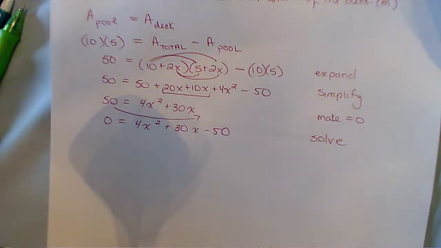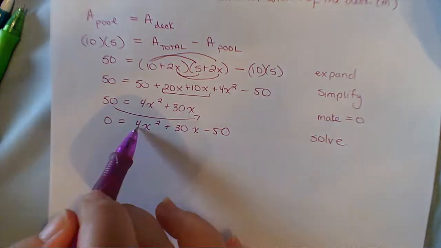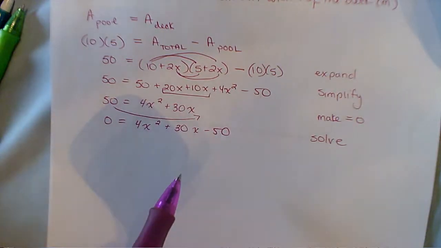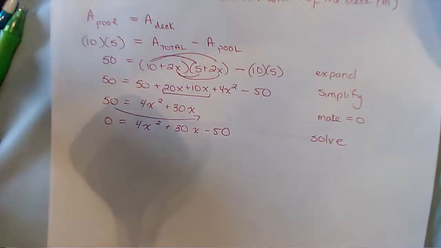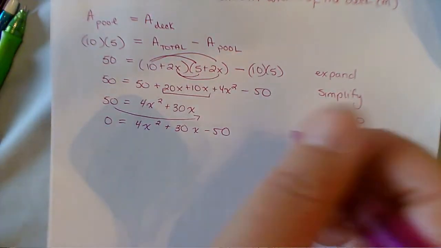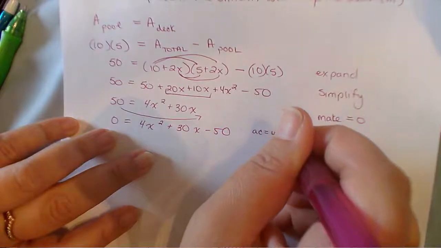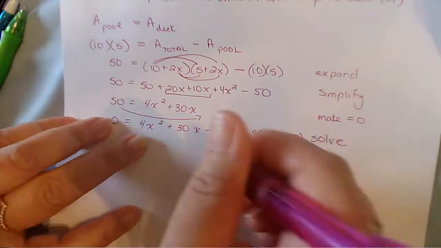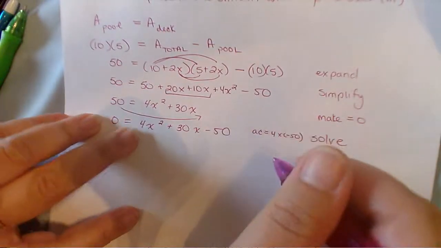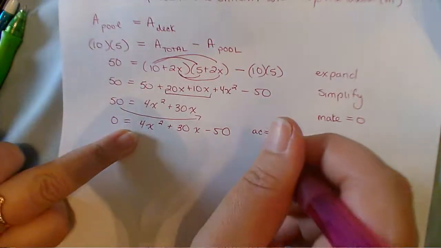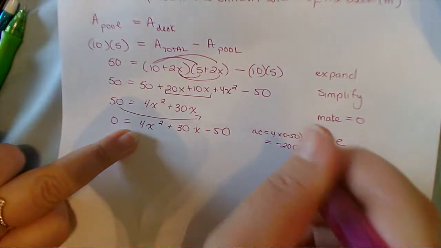So either you're going to factor. 4 doesn't go into 30 and 4 doesn't go into 50. So this would be a decomposition question. 4 times 50 is 200. Okay, so our AC product, 4 times negative 50, right? First times last. We have to use decomposition because the 4 is still stuck there. So this is negative 200.